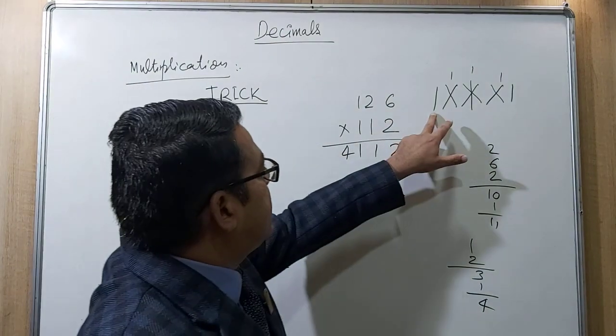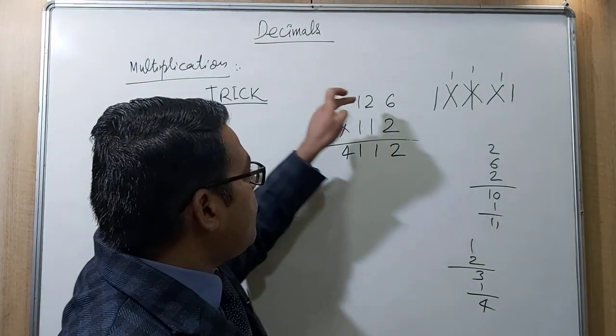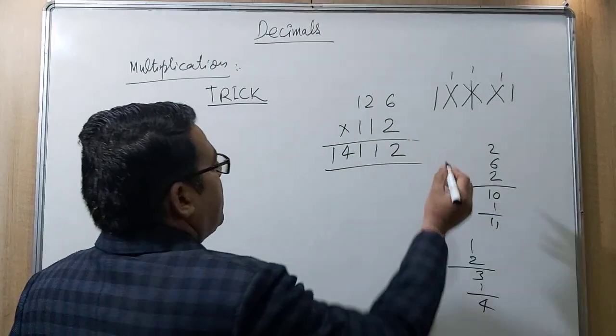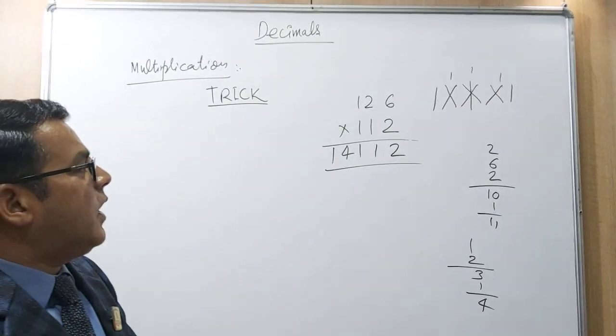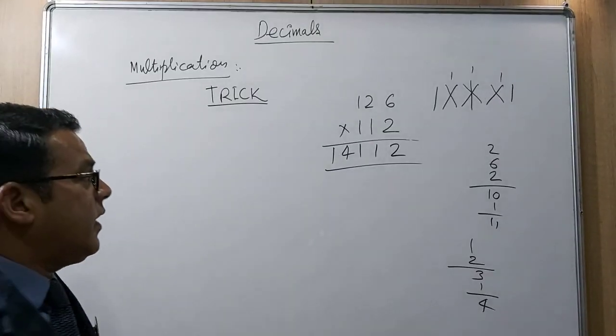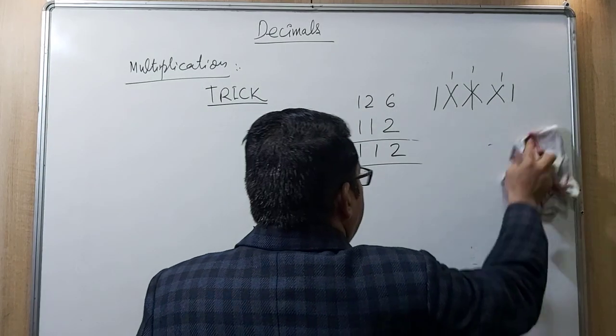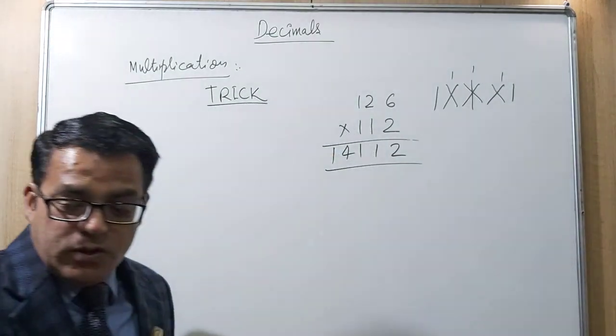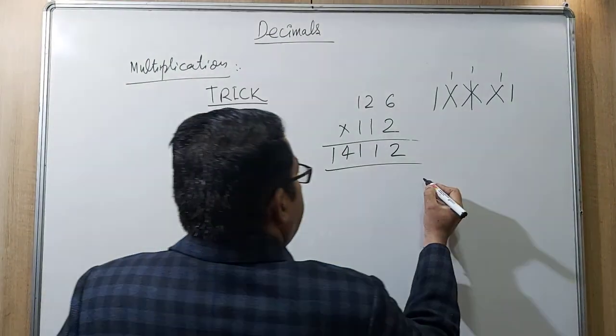Now at last we will go for this operation. 1 into 1, 1. So this is your answer. 14,112 we have after multiplying 126 with 112. You can check it also by traditional method.